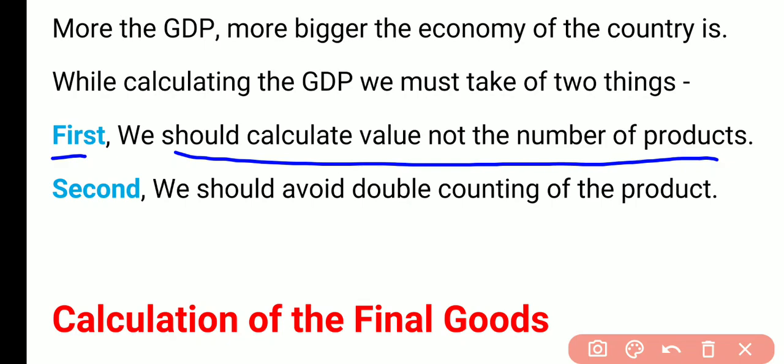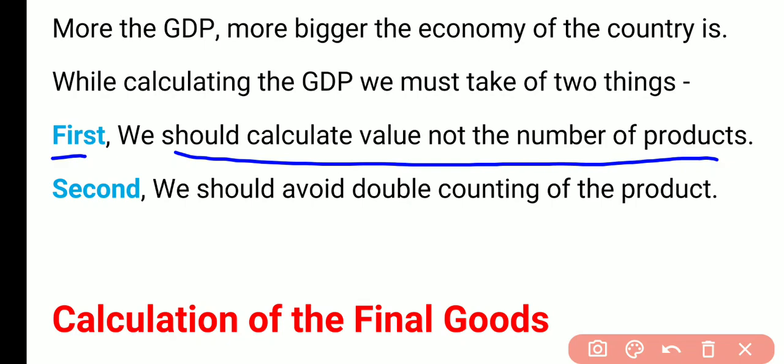We need not calculate how many match boxes have been produced in any industry. हमें ये नहीं देखना कितने मैच बॉक्स बने. We need to calculate the value only. We need not count the number of cars produced, or the total number of vehicles produced in any industry. हमें उनकी वैल्यू को कैलकुलेट करना है, हमें नंबर से कोई लेना देना नहीं है.